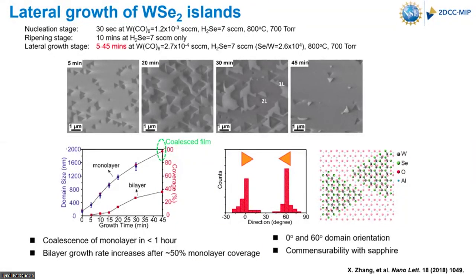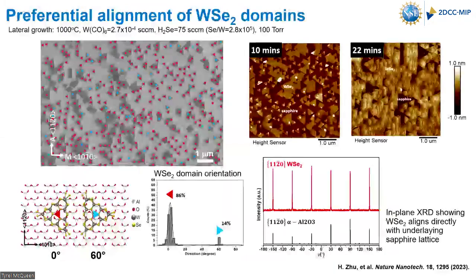The main thing I want to point out from these images is that if you take a look at the orientation of these tungsten diselenide triangles, you can see that they have primarily two orientations. This is the 0 degree and the 60 degree domain orientation on sapphire that I mentioned earlier. And whenever these domains coalesce, they form an inversion domain boundary. So, ideally, we don't want to have those things.